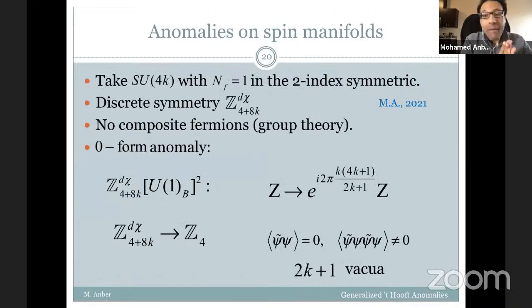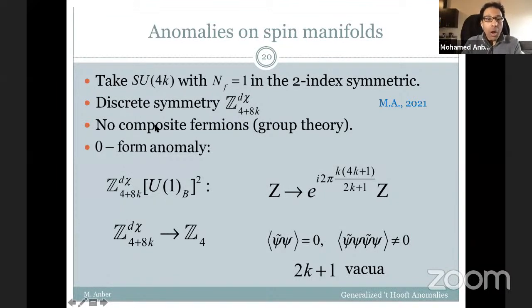So let me give a very specific example of what the BCF anomaly buys us. What extra constraints can the BCF anomaly put on our asymptotically free gauge theory? Let me consider SU(4K) with N_F equal to 1. So basically, I'm considering one Dirac flavor in the 2-index symmetric representation. The discrete chiral symmetry of this theory is Z sub 4 plus 8K.